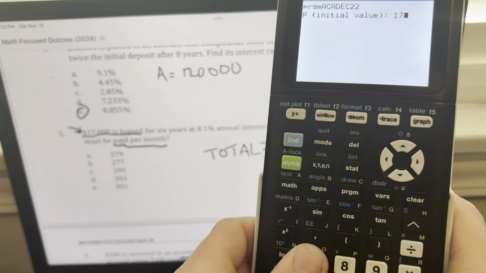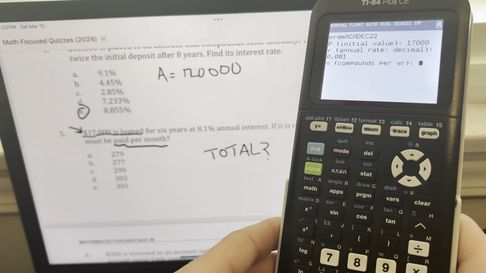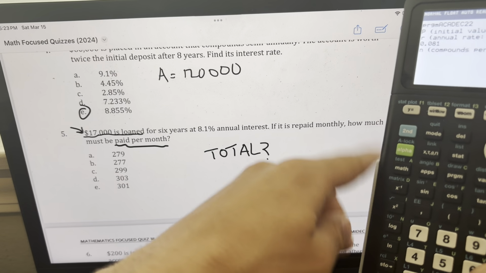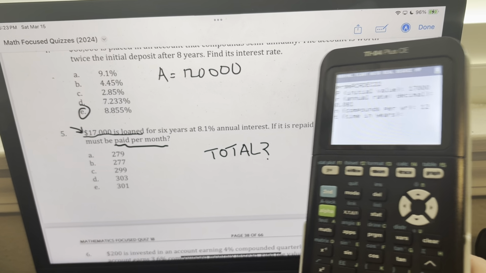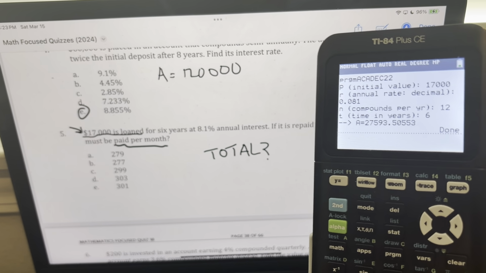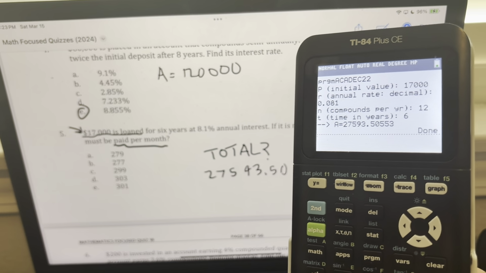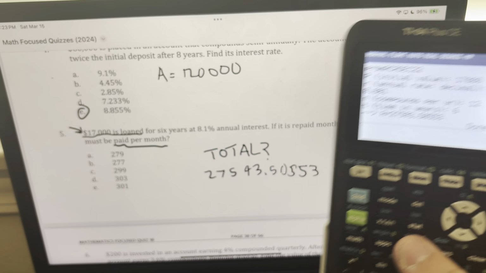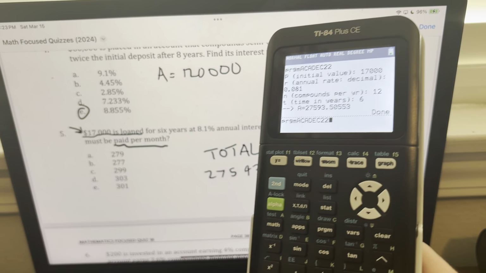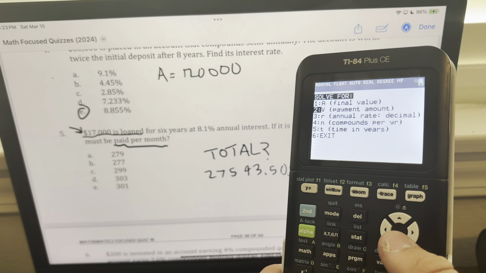Initial at 17,000, rate 0.081. Compounds per year, we have 12 compounds per year because it's repaid monthly. And then 6 years. So we know our final total is going to be 27,593.50553. But the thing is, we need to figure out how much is paid per month. And so we're going to go back into our programs, AcaDec 22, and we're going to go to annuity this time. And so we're going to find the payment amount.